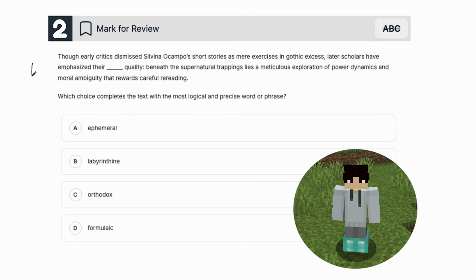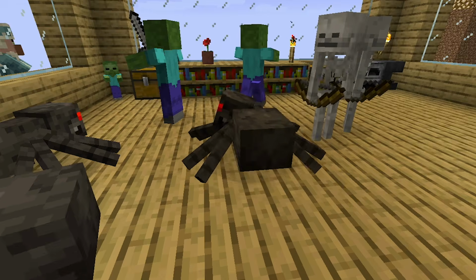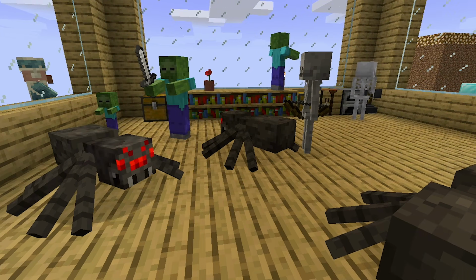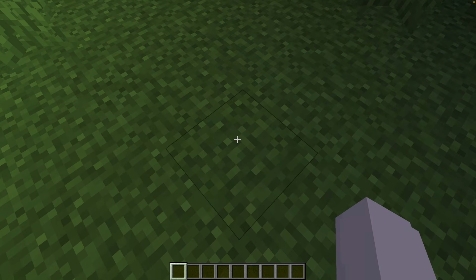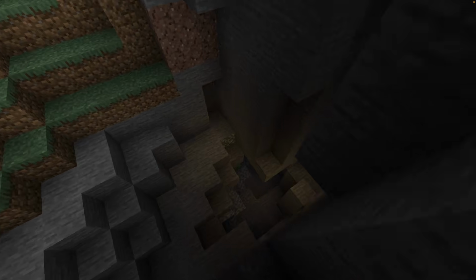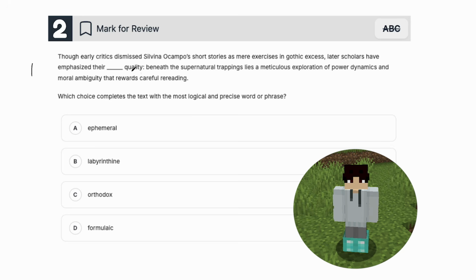Though early critics dismissed Silvina Ocampo's short stories as mere exercises in Gothic excess, later scholars have emphasized their blank quality. So original people just said that they were just like excessive, they had way too many maybe vampires and ghosts and stuff. But later scholars were like, hey, they actually had some kind of good quality. Beneath the supernatural trappings lies a meticulous exploration of power dynamics and moral ambiguity that rewards careful rereading. So saying below the surface, there was all these different meticulous, interesting things that were just absolutely wild. So I would just guess deep, like they emphasize their deep quality, their in-depth quality, something like that.